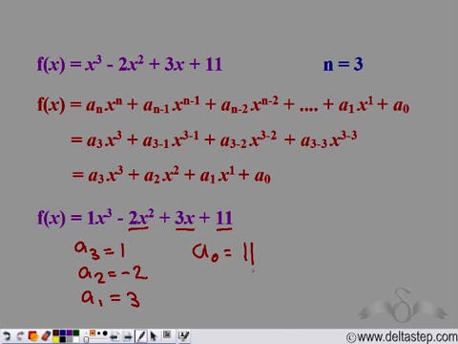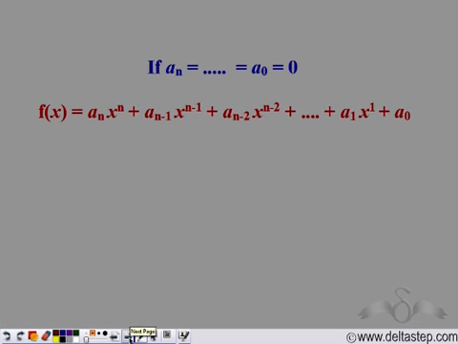So we compare the coefficient of x cube with the coefficient of x cube, the coefficient of x square with the coefficient of x square, the coefficient of x with the coefficient of x, and the constant term with the constant term. So in this way, we can derive the general form of the polynomial of any degree. So we have seen the general form of polynomial of degree 1, of degree 2, of degree 3, and using this general form, that is the general form of a polynomial in degree n, we can derive the general form of a polynomial of any degree.